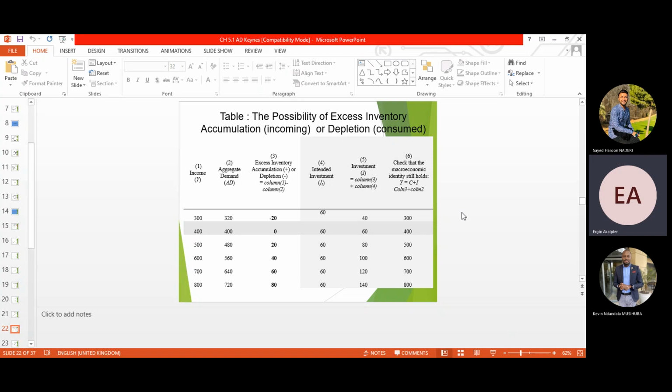Then we are going to look again here at 800. The aggregate demand is 720, the depletion or consumption is 80, the intended investment is 60, and the second part or phase of this investment, which is the saving, is 140. Then when you add this together, it gives you 800 again.